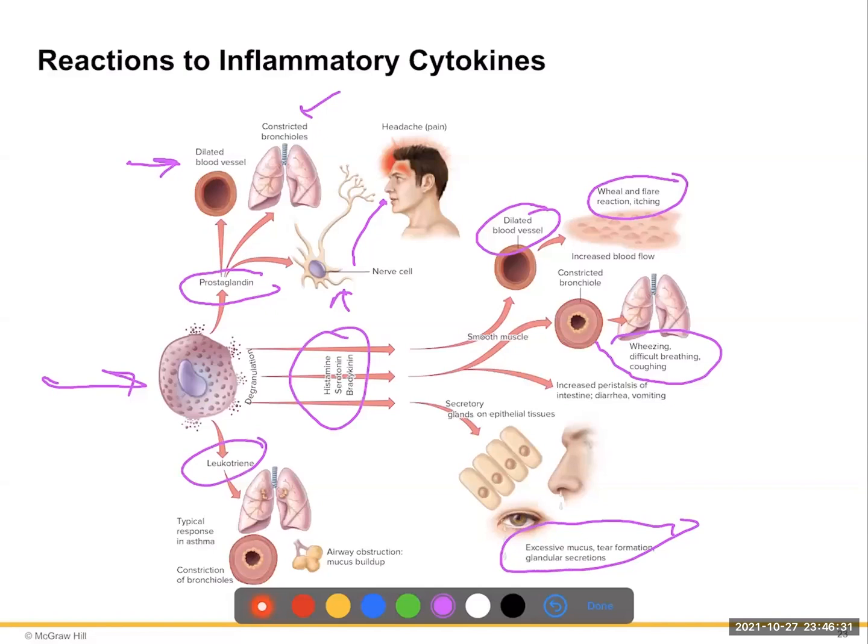The leukotrienes cause airway obstruction by causing a mucus buildup, and you get that as you cough things up. Constriction of the bronchioles again, okay? And that's your typical asthmatic response.